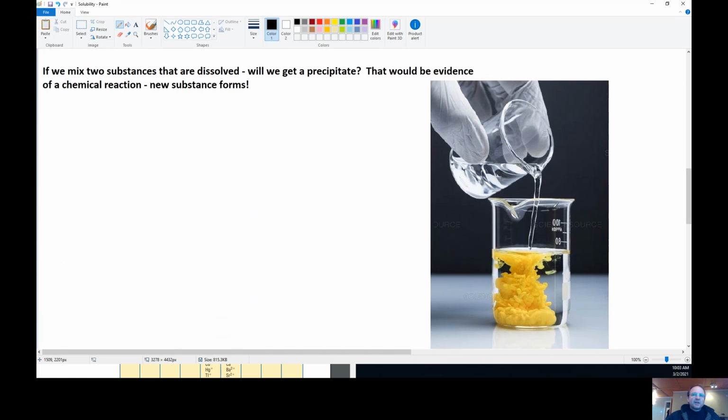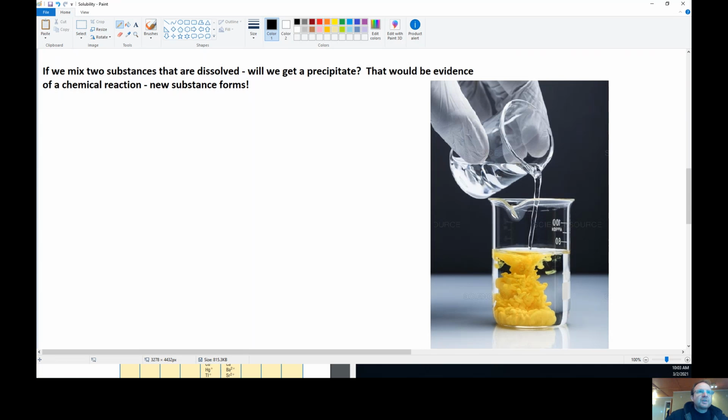Now this is what that evidence of a chemical reaction would look like right here. You can see there's two clear solutions. Something must be dissolved in those solutions. That can't just be water added to water, because definitely something's happened here. And this is actually evidence of a chemical reaction. Definitely a precipitate is formed here.